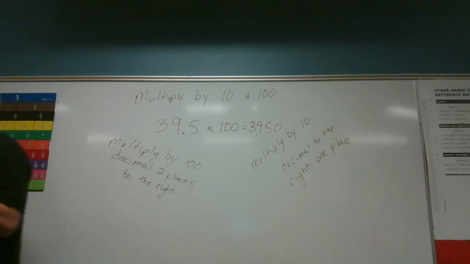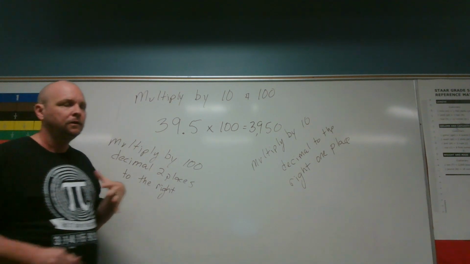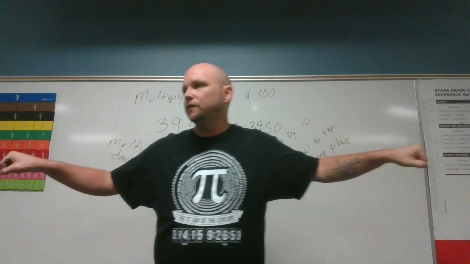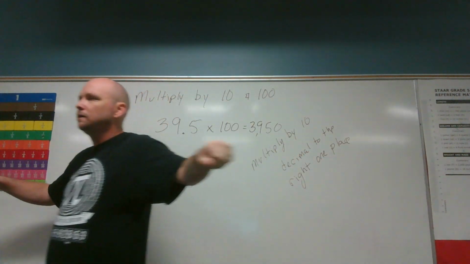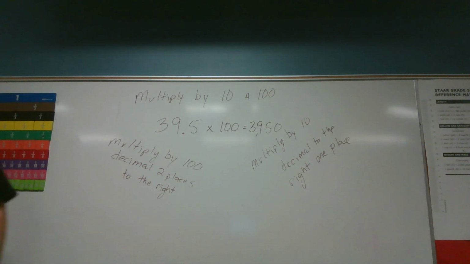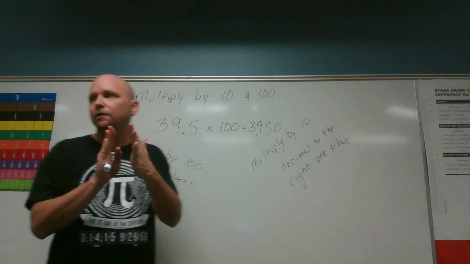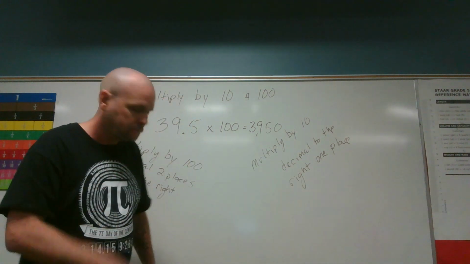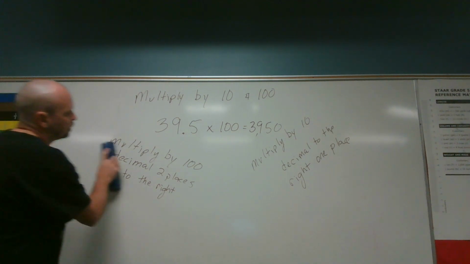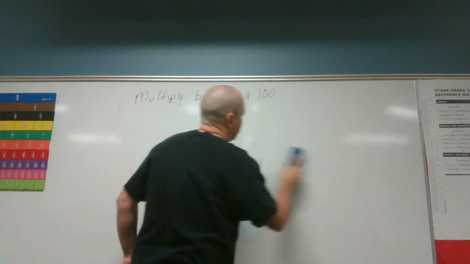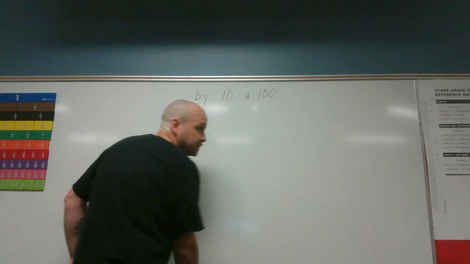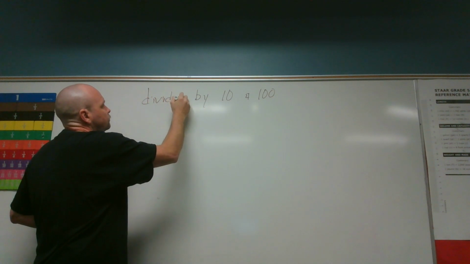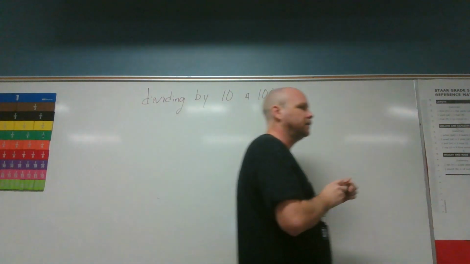But we also need to know, what if we're going from millimeters to centimeters? That means we have to do what? Divide. We have to divide because we're going from a smaller unit to a bigger unit. Millimeters to centimeters. So let's look at dividing by tens and hundreds. Dividing by 10 and 100.